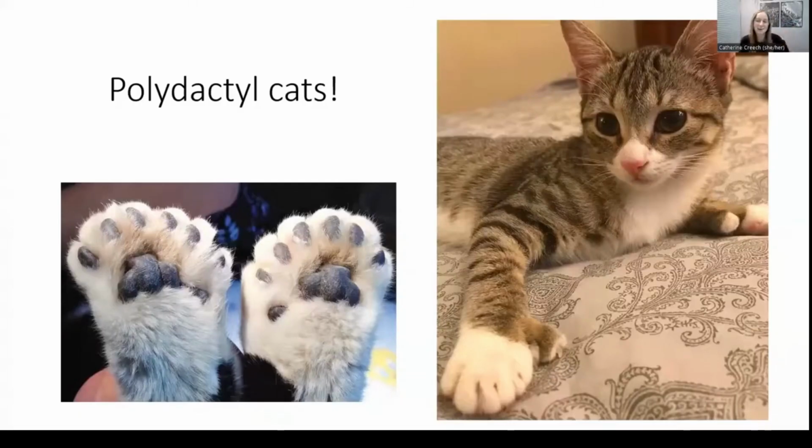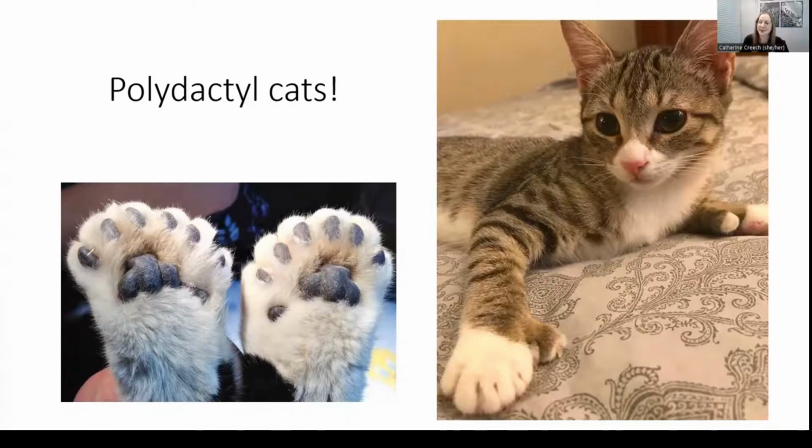Hi, it's Catherine. I wanted to give you a tip about using codon charts and to have an example for us. We're going to talk about polydactyl cats. Poly means many and dactyl means finger. So polydactyl cats have extra fingers.